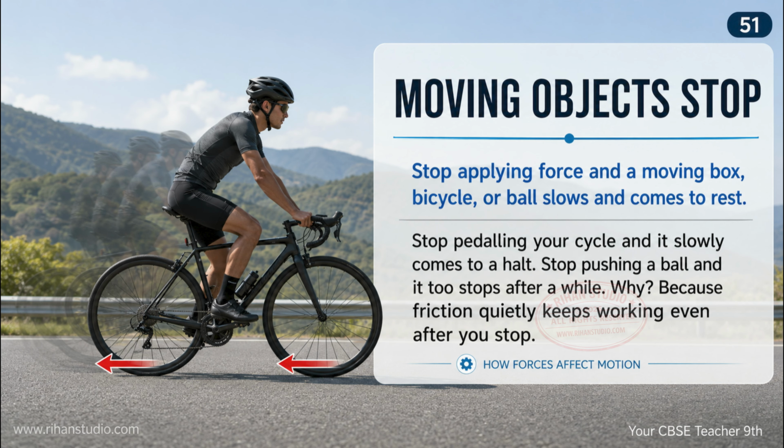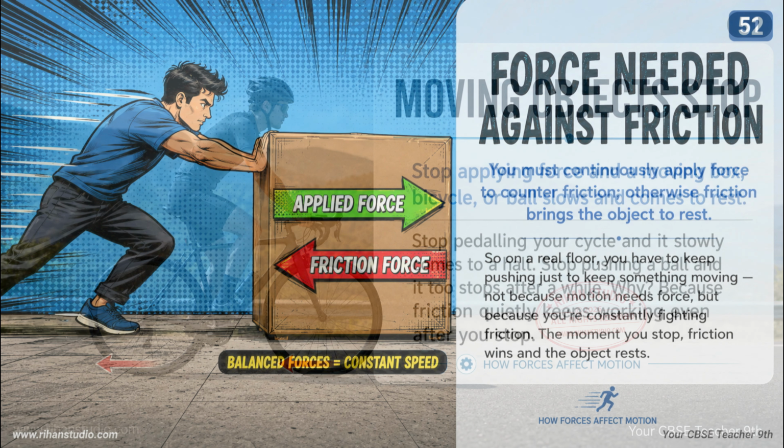Moving objects stop. Stop pedaling your cycle, and it slowly comes to a halt. Stop pushing a ball, and it too stops after a while. Why? Because friction quietly keeps working even after you stop.